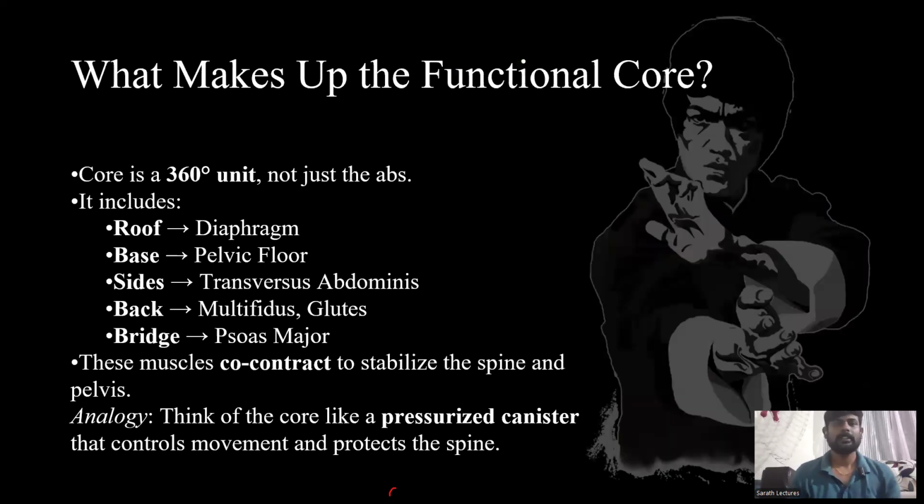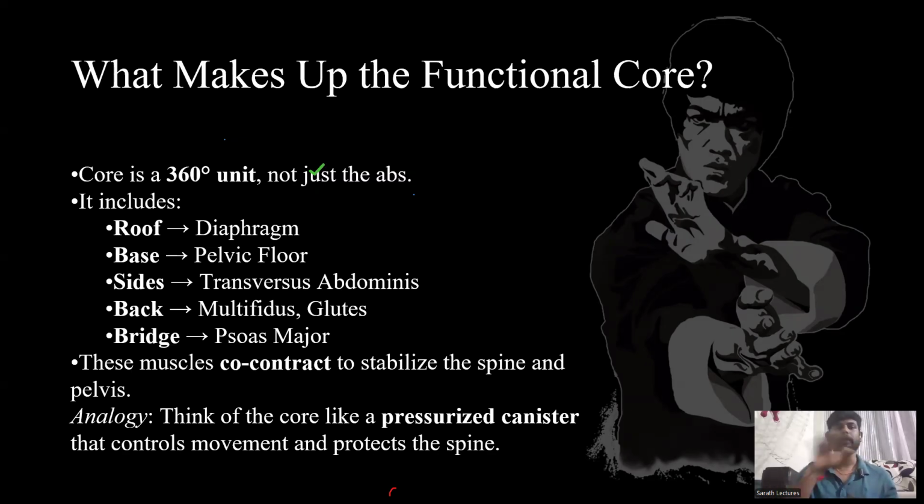Now, what makes up the functional core? What is meant by functional core? Functional core means it is a 360-degree unit. Wherever you go around, the core muscles will be there. Together, the core muscles have a cylindrical shape. Some muscles form the roof, base, front, and back, everything.